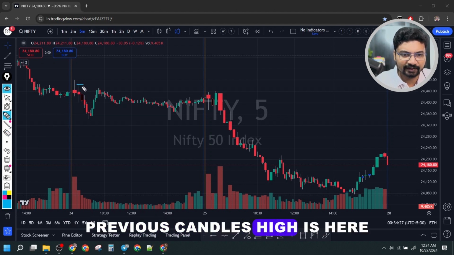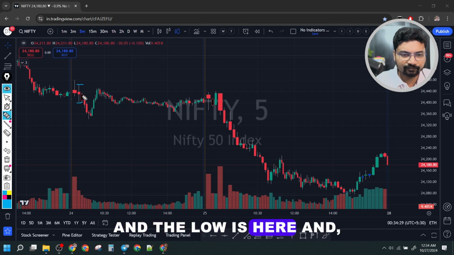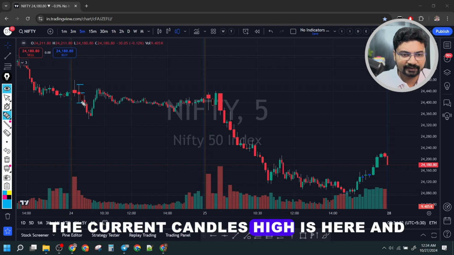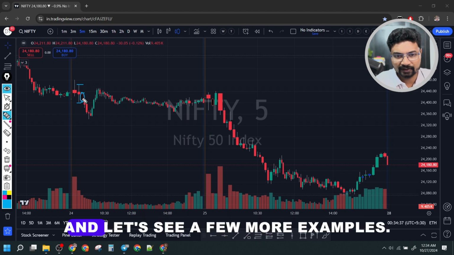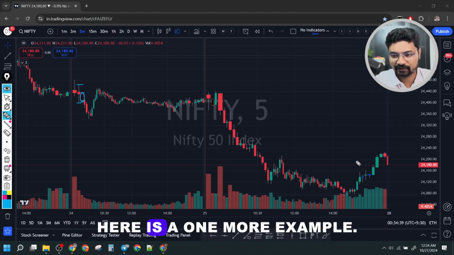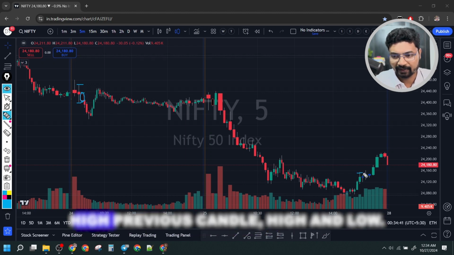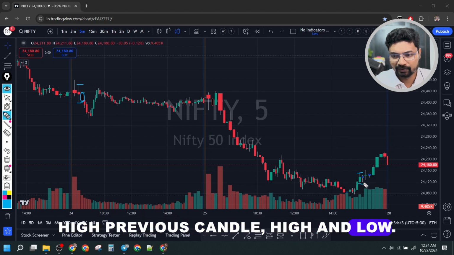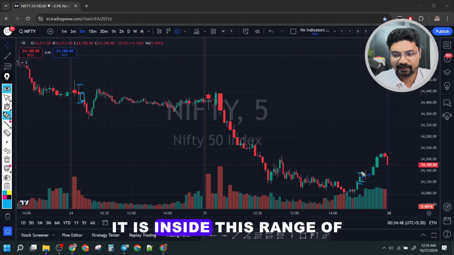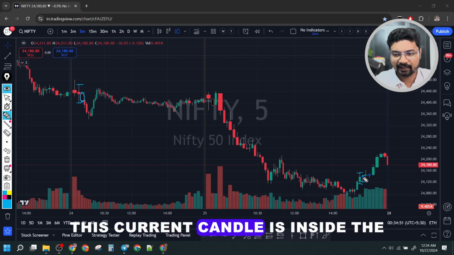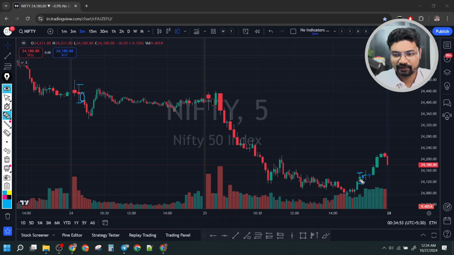Previous candle's high is here and the low is here, and the current candle's high is here and the low is here. This is an inside bar and it is also marked. Let's see a few more examples. Here is one more example. Previous candle's high and low, current candle's low and current candle's high. The current candle is inside the range of this candle.